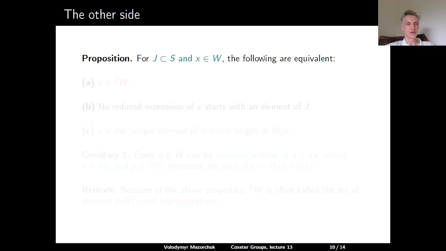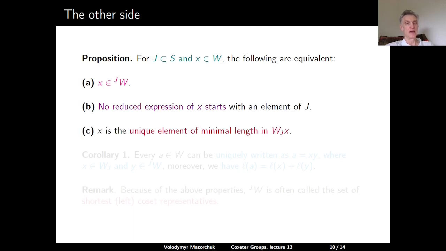So the proposition: if J is a subset of S and x is an element in W, then the following conditions are equivalent. x belongs to W upper J on the left. No reduced expression of x starts with an element of J. And x is the unique element of minimal length in the coset W_J times x.